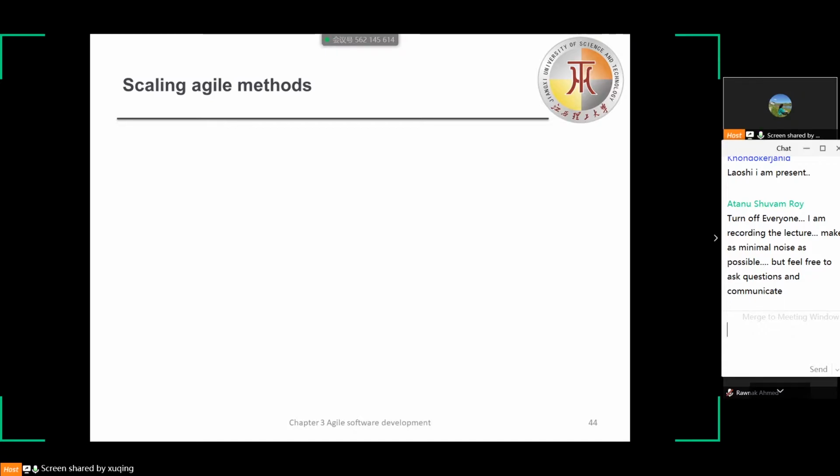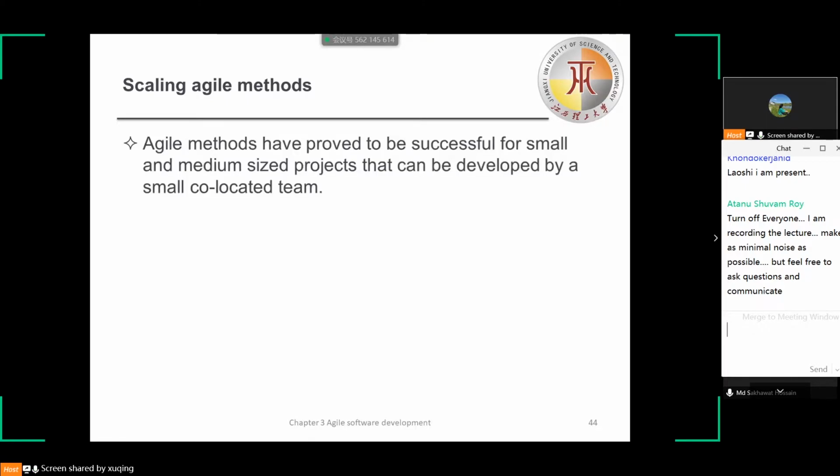And now we'll concentrate on scaling agile methods. Agile methods have proved to be successful for small and medium-sized projects that can be developed by a small co-located team. This point we have talked about before too. We said for small and medium-sized projects, we can prefer agile methods, while for large-sized projects, we may better use plan-driven methods.